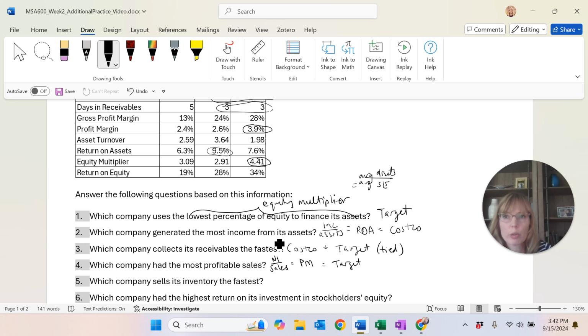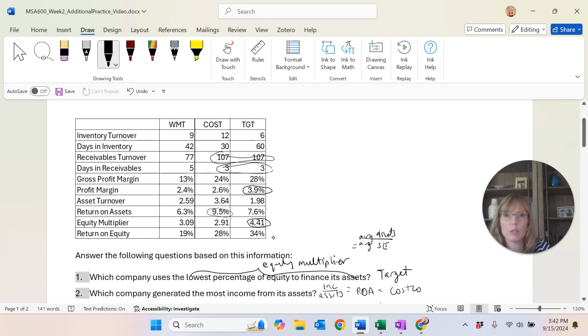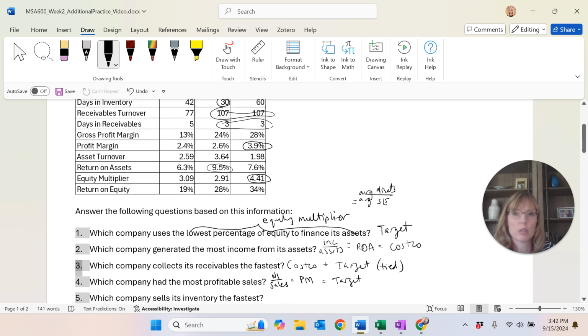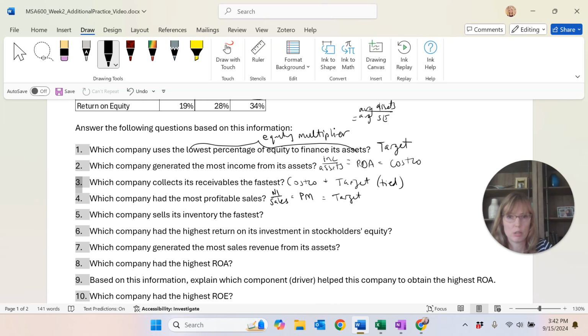Which company sells its inventory the fastest? We're looking for the highest inventory turnover or the lowest days in inventory, and that would be Costco. And what's nice about this problem is that we're seeing a bit of a horse race here. Some companies, there's no clear winner so far, although we haven't seen Walmart do much.